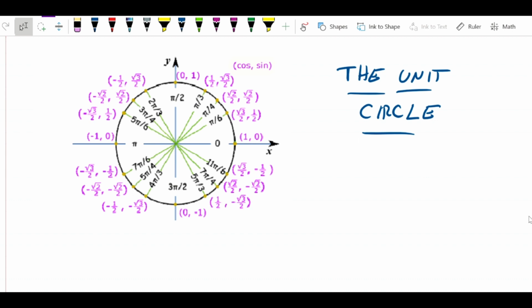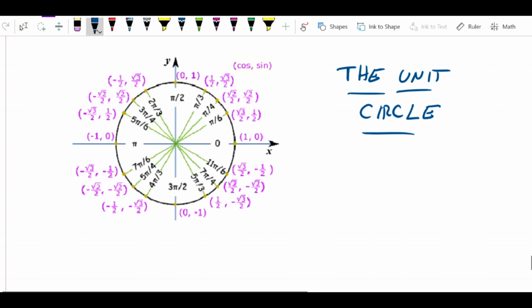I've put up a unit circle here. You can easily look one of these up on the internet. If you Google unit circle, you'll get the exact same diagram. The point is that you really need to know the sine, cosine, and tangent of the basic angles on the unit circle, and those are going to be angles where the angle between a particular angle and the x-axis is either 30, 45, 60, or 90 degrees.